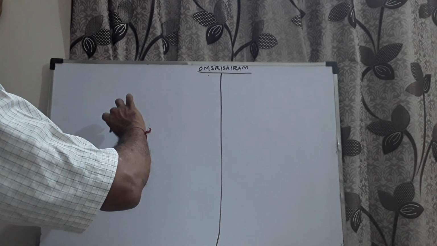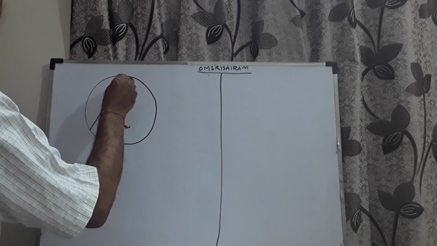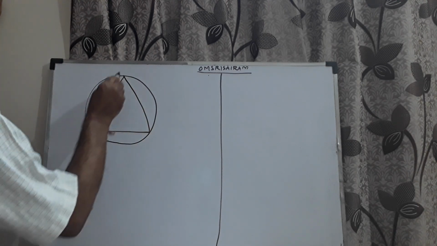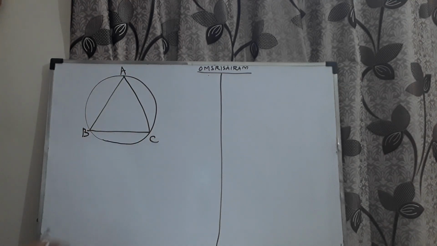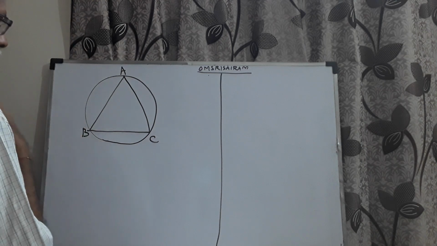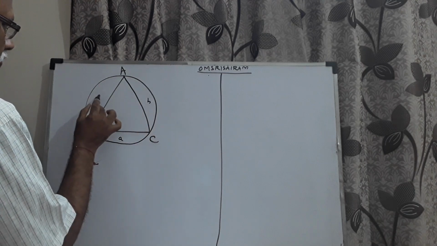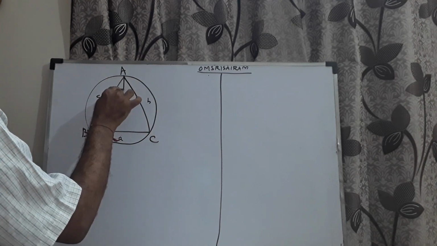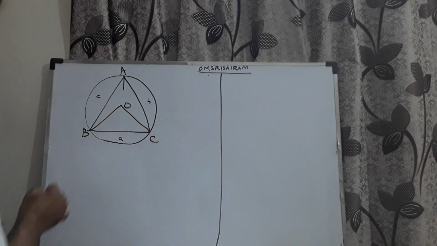R is nothing but the circumradius, the radius of the circumcircle. It's not a difficult task. Let me just draw the diagram. It is an easy task. See here, I have drawn the circumcircle and the triangle also. Now this length is A, this length is B, this length is C, let us say. I'll take O to be the center of the circle. I'll assume O to be the center of the circumcircle.